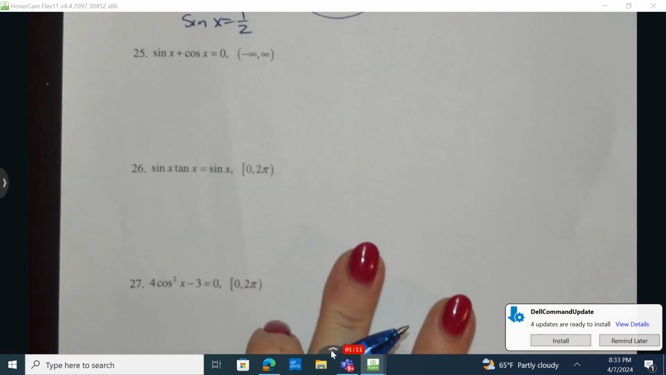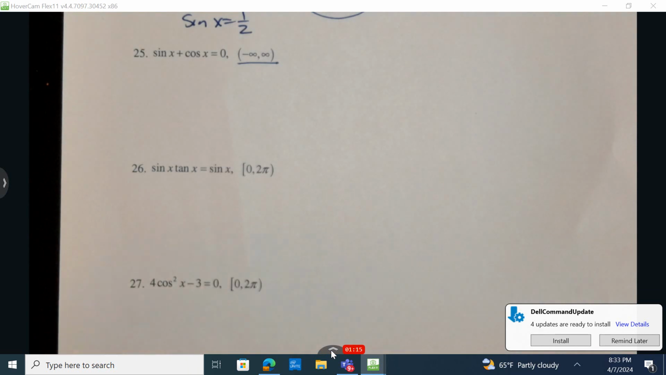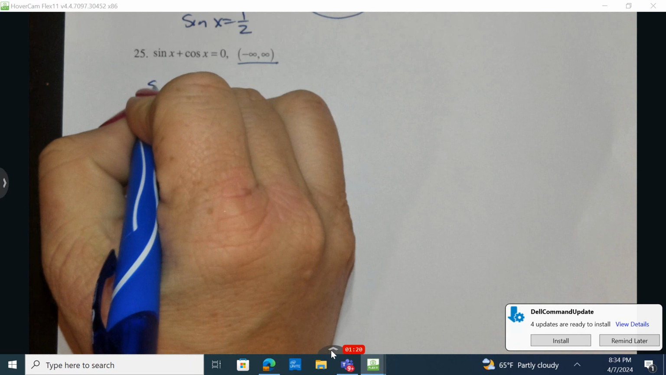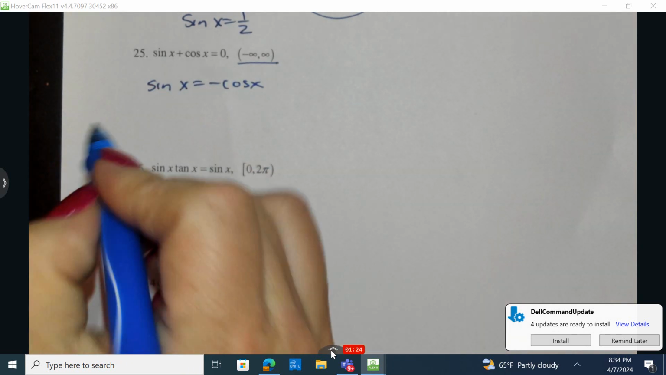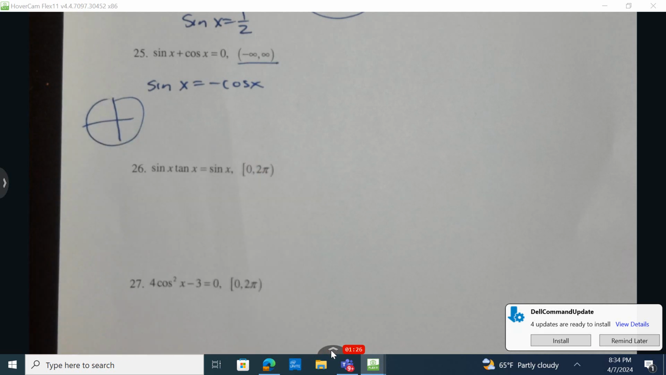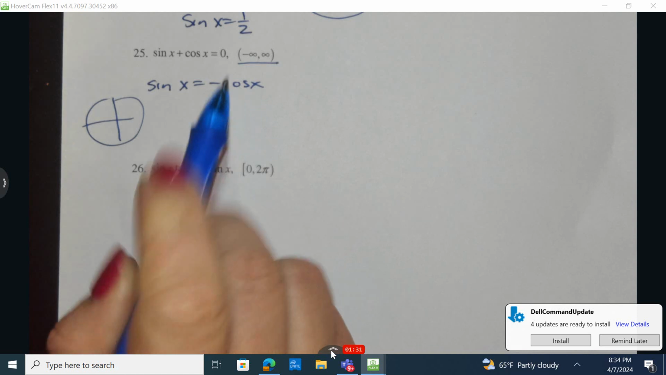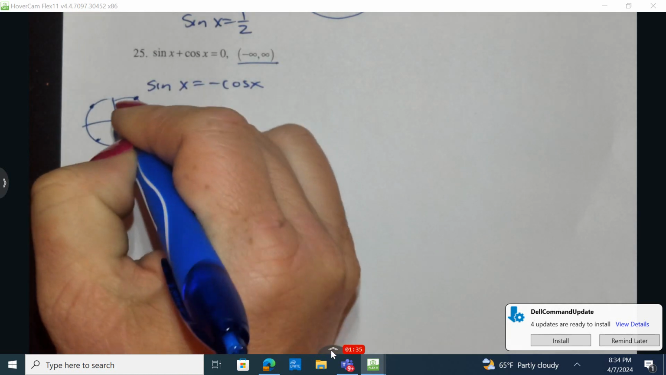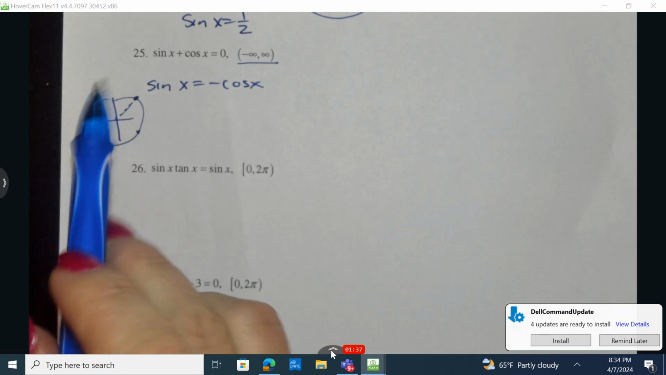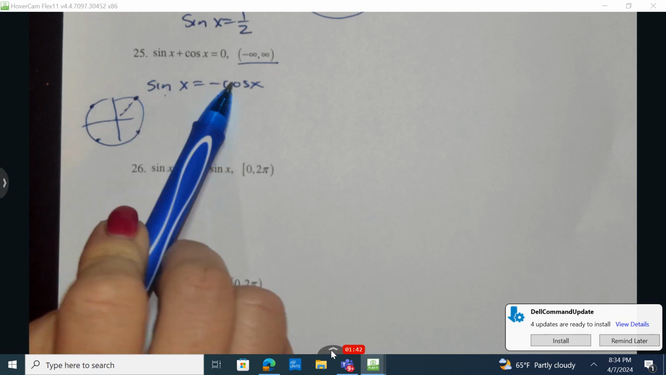Let's take a look at number 25. Now what's different here is the given interval. In this problem, there's a couple different ways we could think about this. We could subtract the cosine to the opposite side, and many of you will recognize that this means we're looking for where the values are exactly the same but with different signs. They're the same at a reference angle of pi over 4 or 45 degrees: radical 2 over 2, radical 2 over 2, but not with different signs.